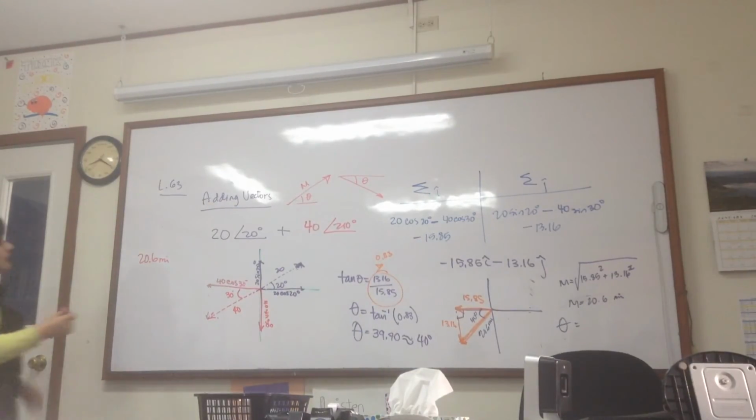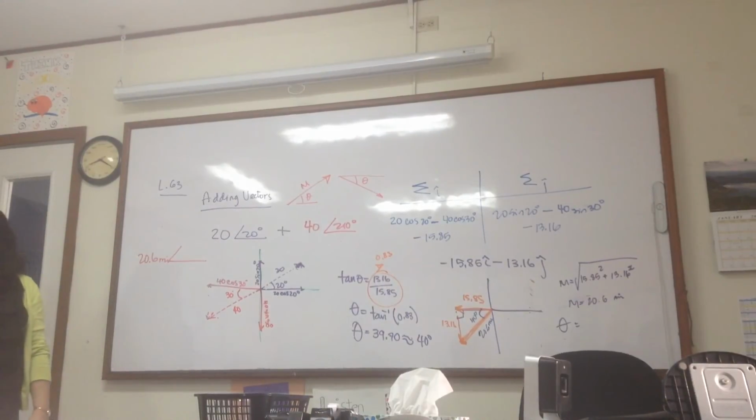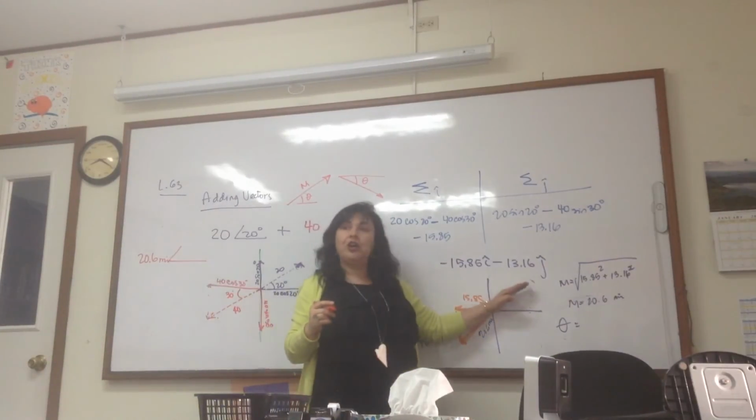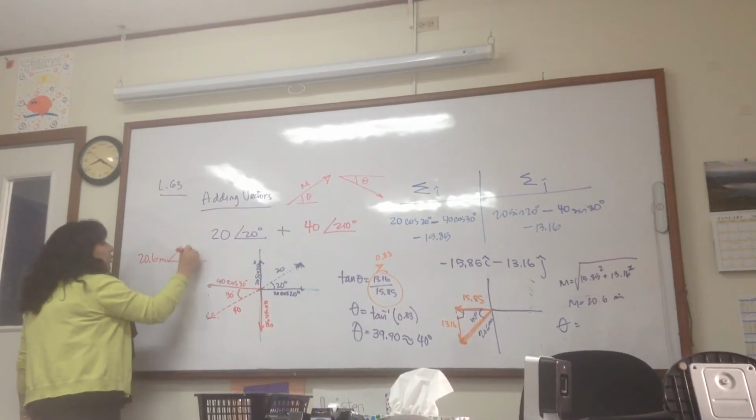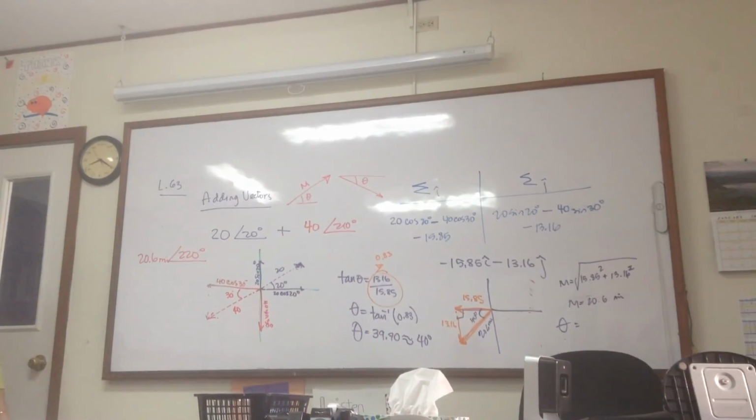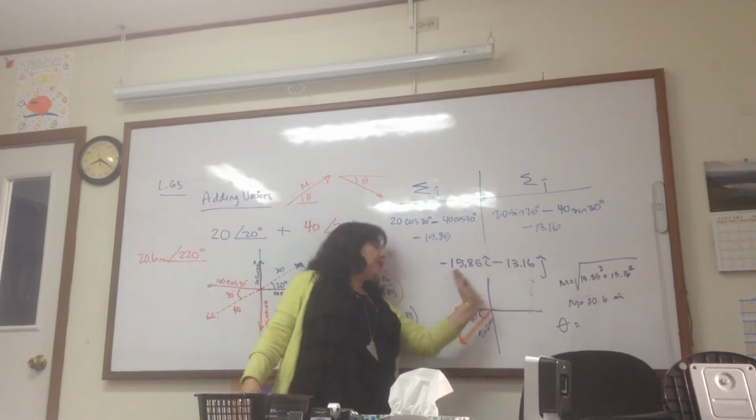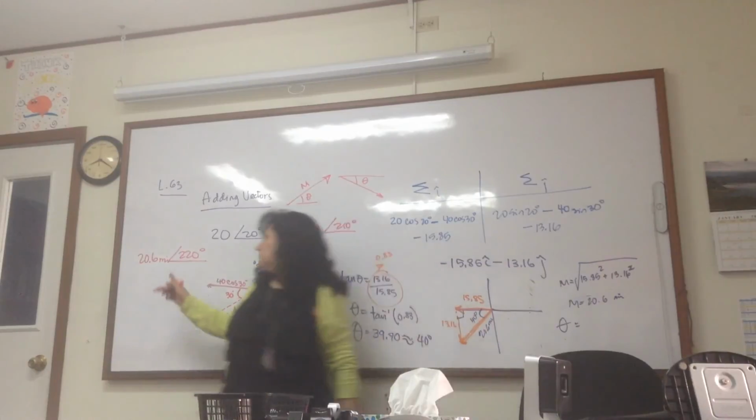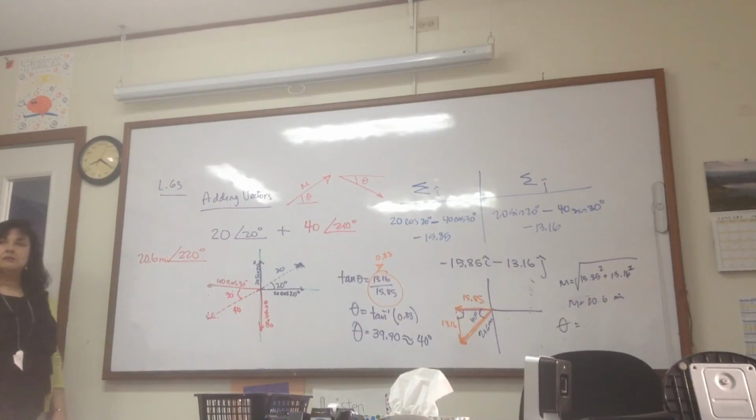If I said 40, I'd be here. It's 200 and something. 220, because 180 plus 40, since this is my reference point. So it's 220.6 at 220 degrees. Is that clear?